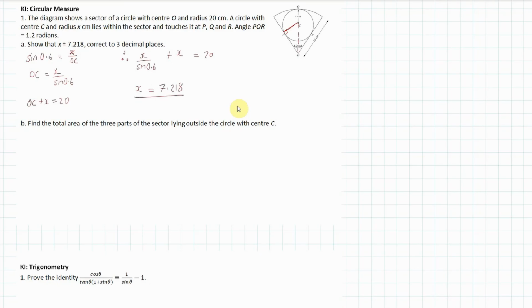Find the total area of the 3 parts of the sector lying outside the circle. Okay, so we're wanting this bit here and this bit here. Well, I guess what we're doing is area equals half r squared theta, which is the sector area, so that would give me the whole thing. Then I've got to subtract the circle, so pi times r squared. Now, r squared is this. And when I plug that into my calculator, I got 76.3 centimeters squared.